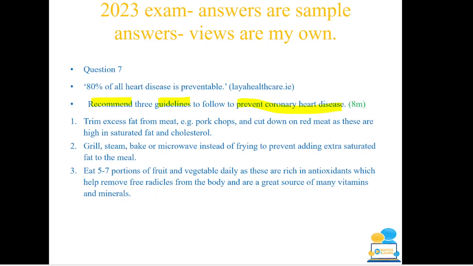Cut down on red meat, as these are high in saturated fat and cholesterol. You grill, steam, bake or microwave instead of frying to prevent adding extra saturated fat to the meal. You should eat 5 to 7 portions of fruit and vegetables daily, as they're full of antioxidants, many vitamins and minerals, which are required for general health and well-being.